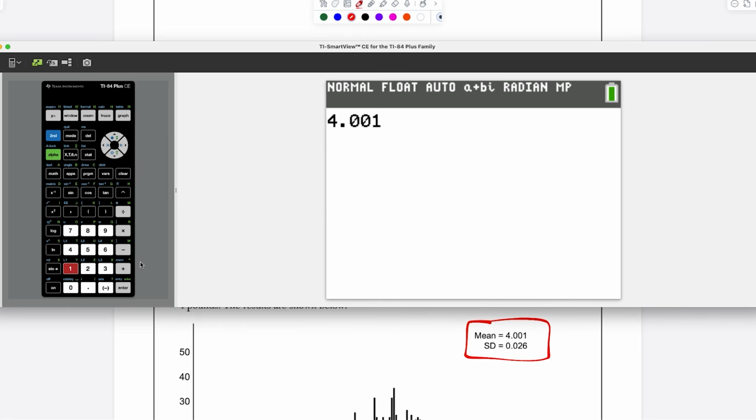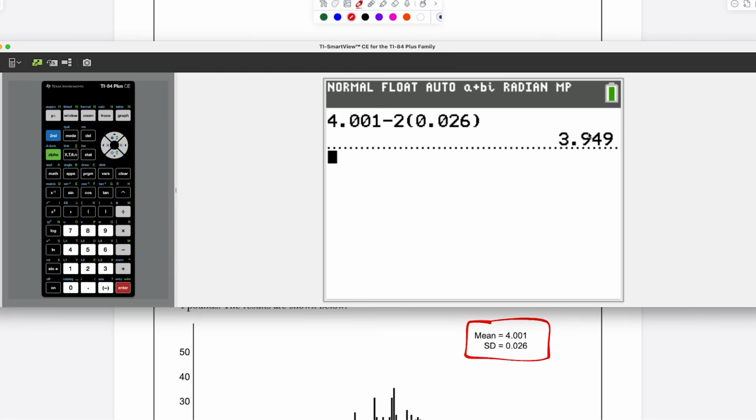So I'm going to take the average and go minus 2, and 1 standard deviation is 0.026. So I'm basically just building up our middle 95% interval, our 95% confidence interval. And this is our lower limit here. And then for the upper limit, I'm just going to go up to the entry here in the calculator, press enter, and change that minus to a plus. And this is going to give us the upper bound here. So these are the values we're going to use.